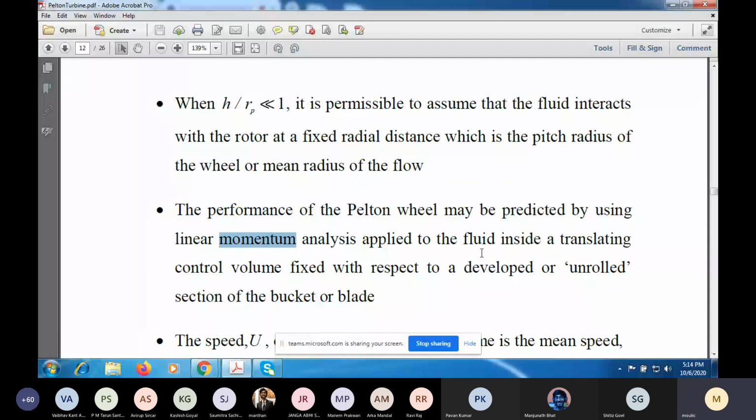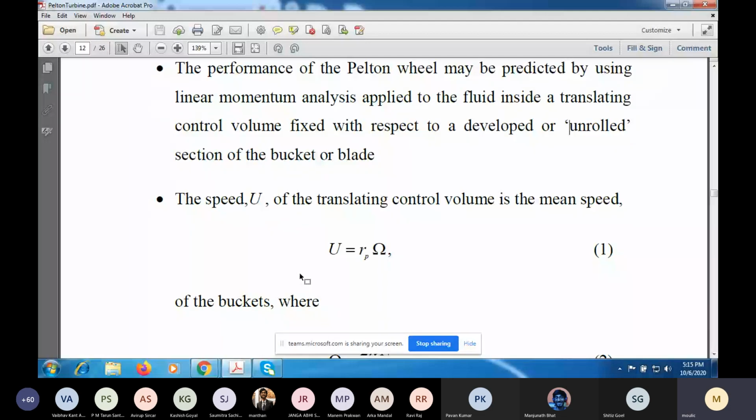Momentum. First, let us use linear momentum analysis rather than angular momentum, applied to a translating control volume fixed with respect to what you may call, in engineering terms, a developed or unrolled section of a bucket or blade. And the speed u of this translating control volume is the mean speed of the buckets, which is the pitch circle radius times the angular speed.